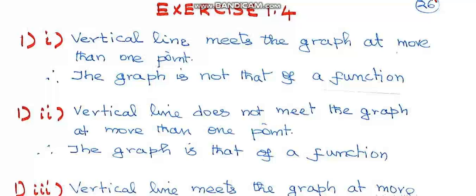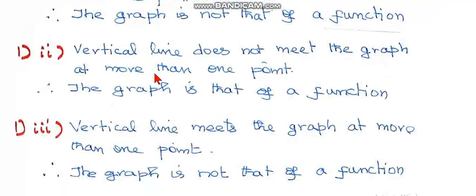Exercise 1.4, question number 1, first subdivision. Any vertical line meets the graph at more than one point. That is, a vertical line drawn in such a way that it cuts the curve at more than one point. You imagine drawing a vertical line such that it cuts the curve. It will cut at more than one point. So the graph is not that of a function. The graph does not represent a function.